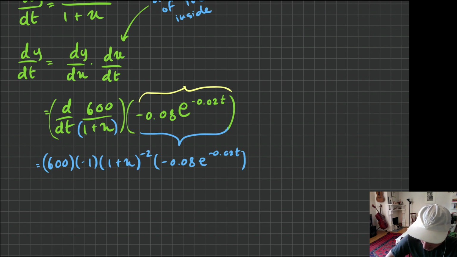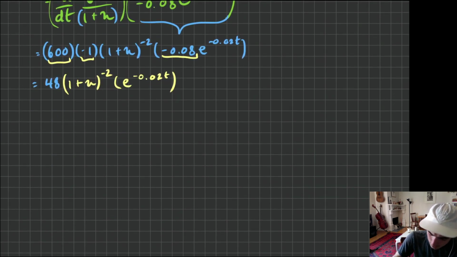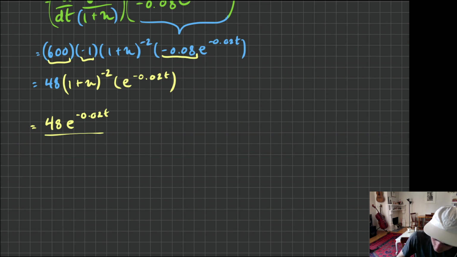And that's pretty much it. And we can clean it up a little bit. I think that we end up getting 48 just by multiplying this and this together. We get positive 48. And we're left with 1 plus u to the power of negative 2 times e to the negative 0.02 t. And if we really want to clean that up, that's going to be 48 e to the negative 0.02t all over 1 plus u squared.